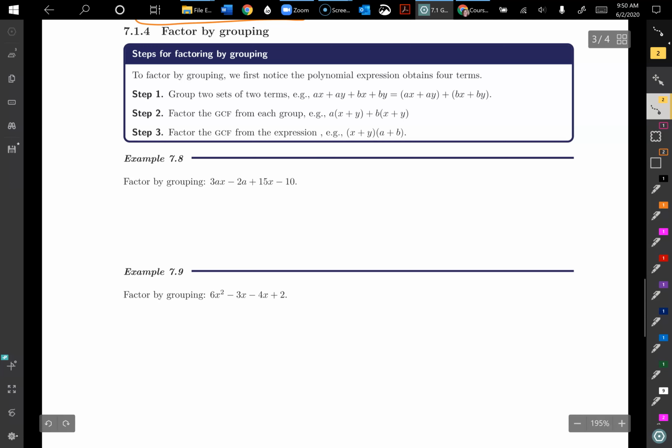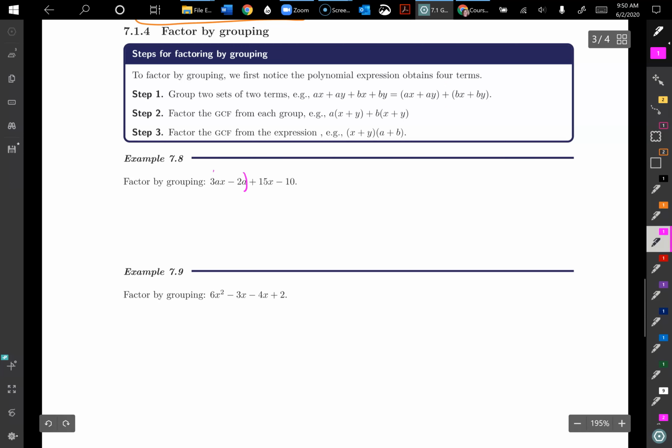So we have 3ax minus 2a plus 15x minus 10. So we need to look at these separately first. So we're going to group 2 sets of terms. We're going to have 2 binomials here separated by a plus. We're just using our associative property.